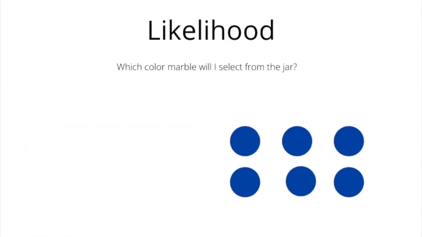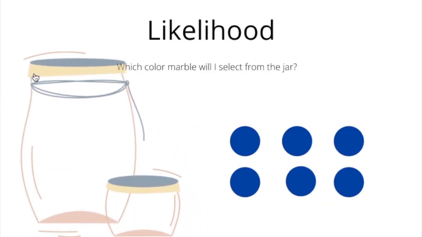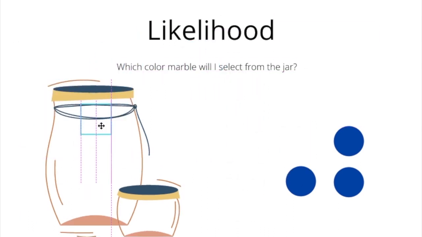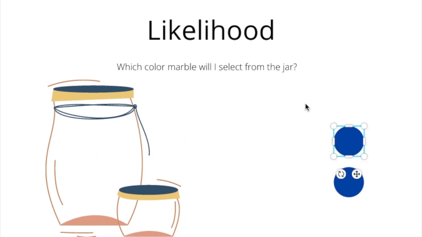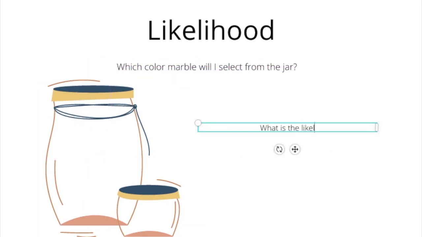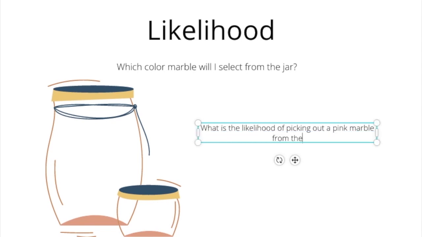Let's try this again one more time with all blue marbles. So I'm going to drag all the blue marbles into the jar just like I did last time. So think to yourself once again, what is the likelihood of picking out a pink marble from the jar? Now you might already know the answer to this, but let's make sure you're right.